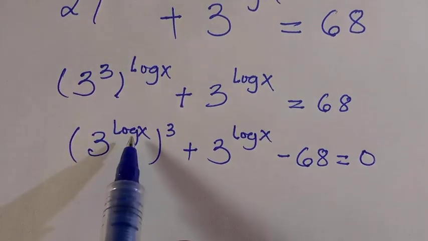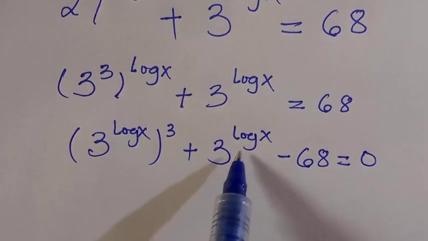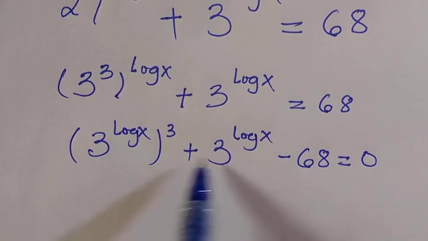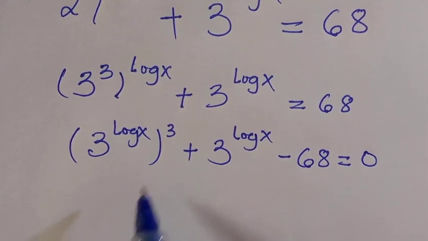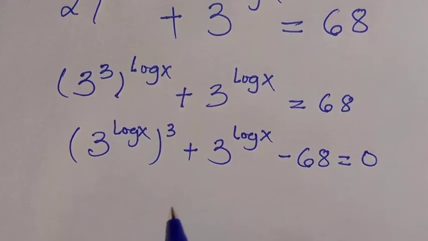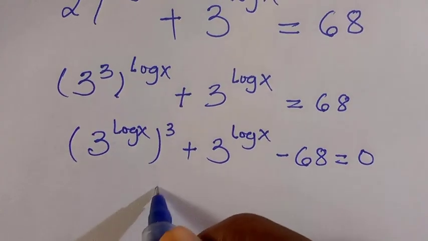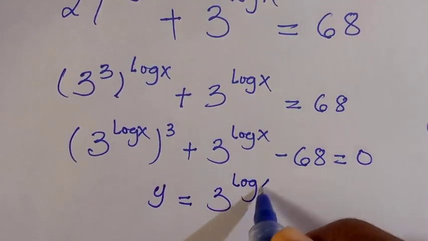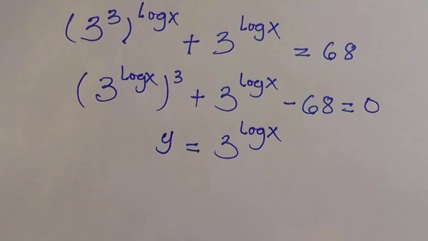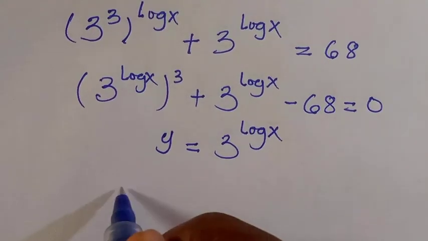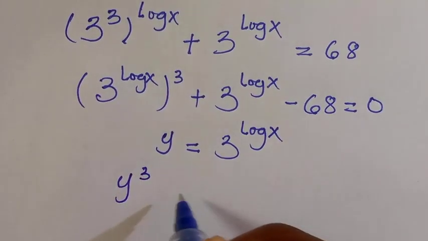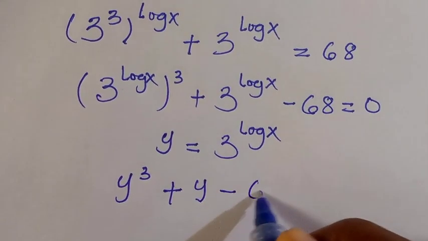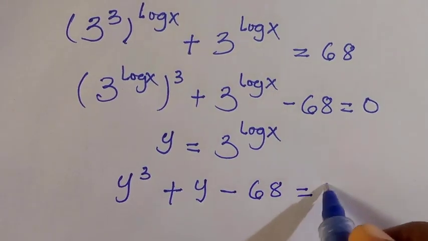Here we have 3 to the power of log x and this another 3 to the power of log x, which means I'm going to let this be another letter for easier simplification. So we have y equals 3 to the power of log x. By doing the replacement, we have y to the power of 3 plus y minus 68 equals 0.